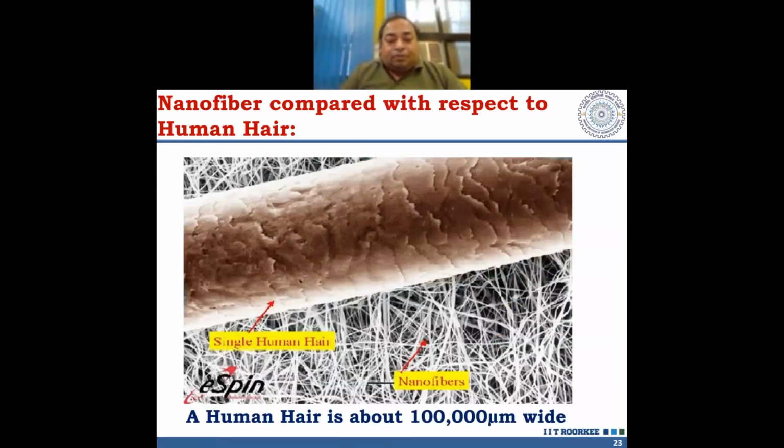So this is a very interesting comparison. You could see here, the bigger thing you see is the single human hair, whereas the smaller fibrous things are nanofiber. A human hair in its width is about 100,000 nanometer.